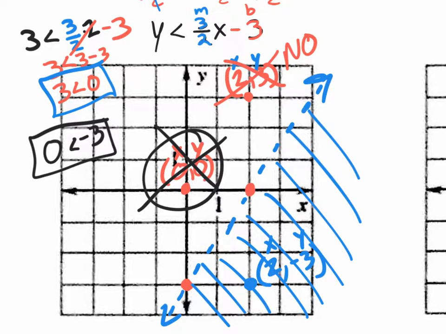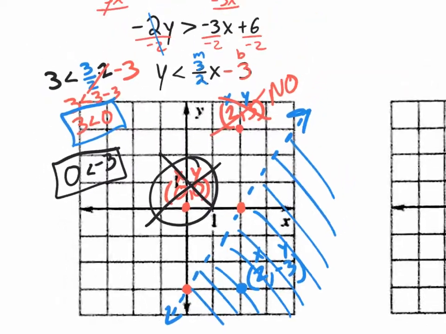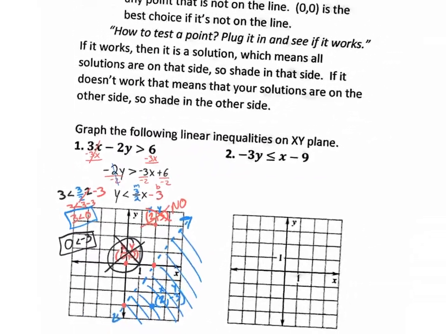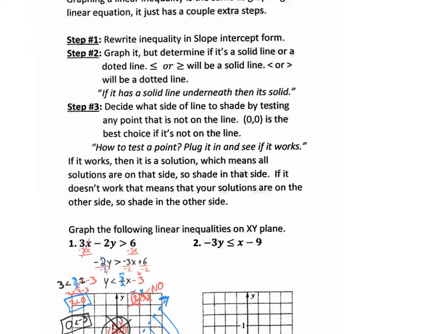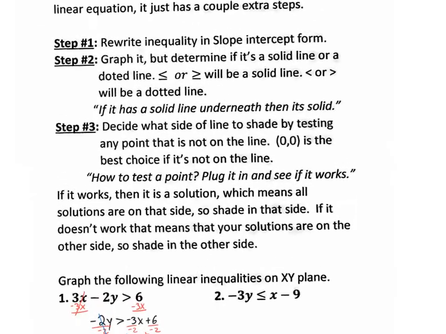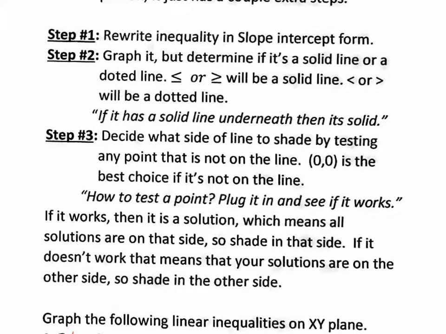Once again, what do we do? Step 1, rewrite it in slope-intercept form, y equals mx plus b. Step 2, decide if it's a solid line or a dotted line. If it does have a solid line underneath it, it will be a solid line. If it doesn't have a solid line underneath it, it's not going to be a solid line. And step 3 is to decide where your answers are. They're either going to be on one side of the line or the other side of the line.